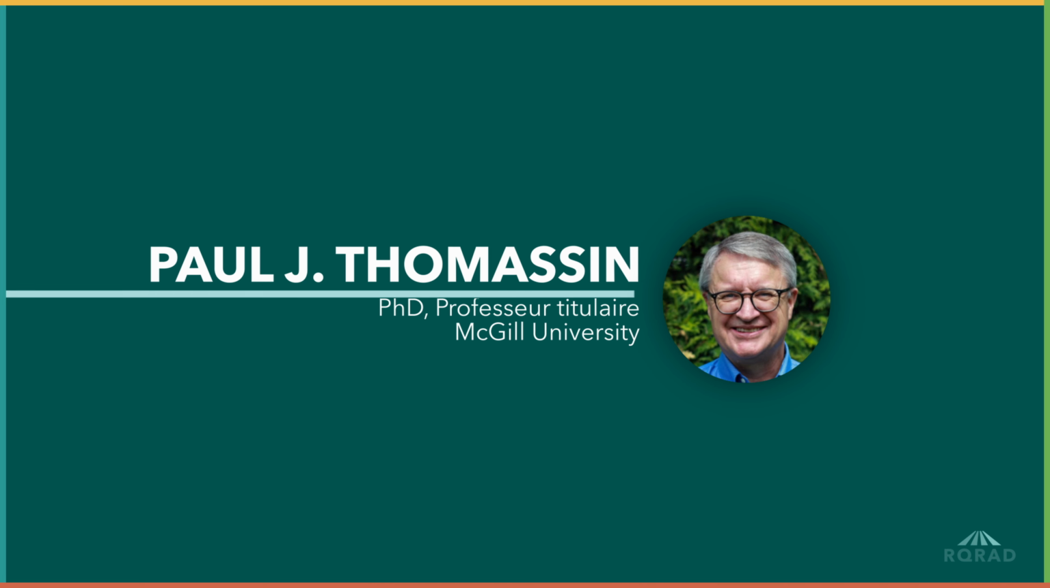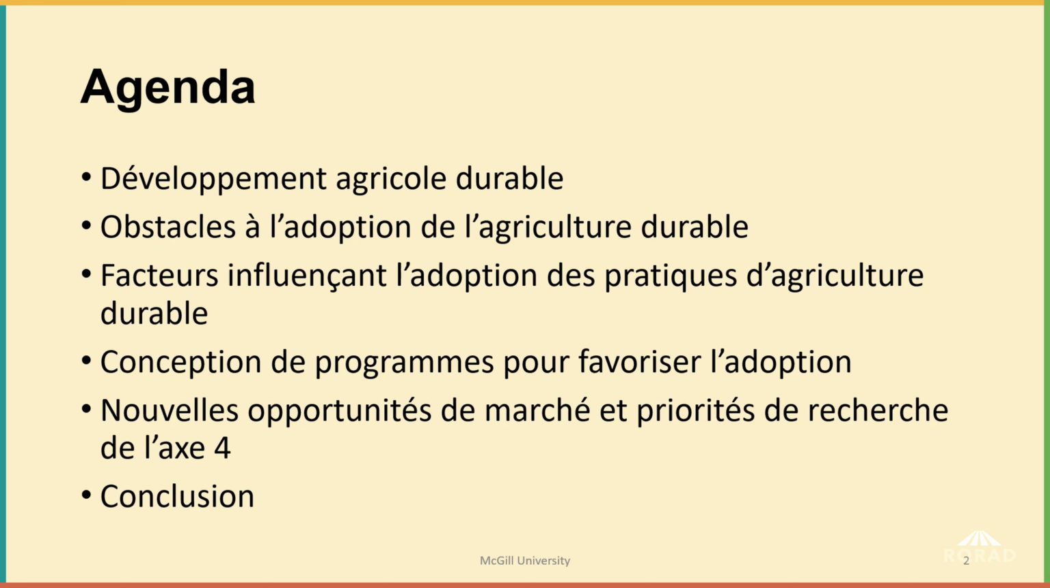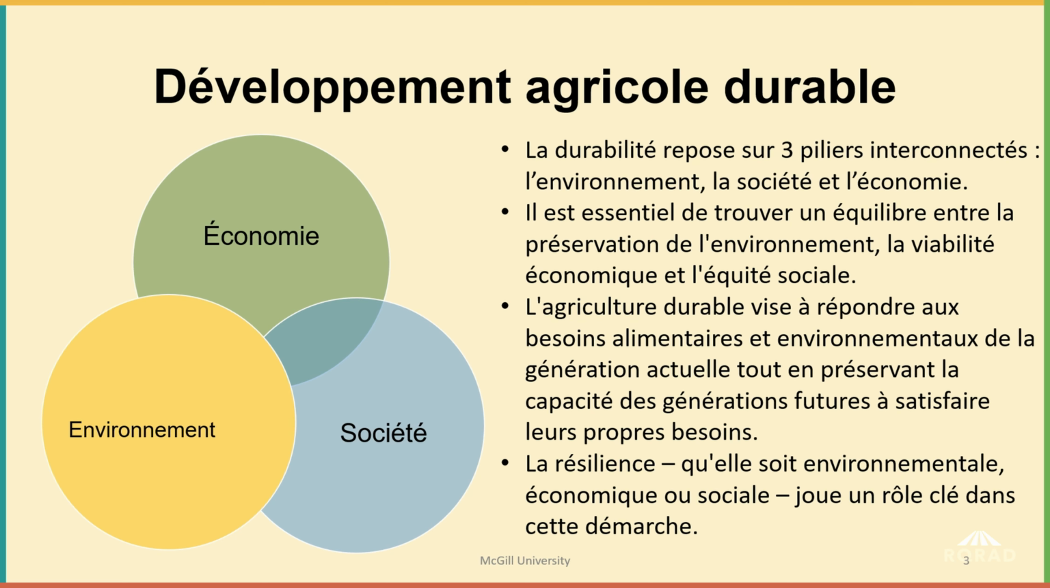So again, just to go over where we're going to go with this, we're going to talk a little bit about sustainable development, just to remind everyone, and then look at some of the obstacles for the adoption of sustainable agricultural practices. The other things that we're going to talk about are the factors that influence the adoption of beneficial agricultural practices, or often we'll use the term beneficial management practices. Then we're going to look at the factors that influence the adoption of BMPs, look at program design, and finally look at new markets and how access and research priorities fit into these things, and then some conclusions.